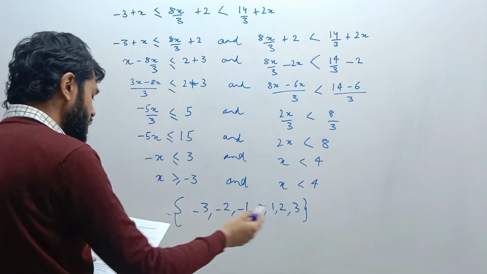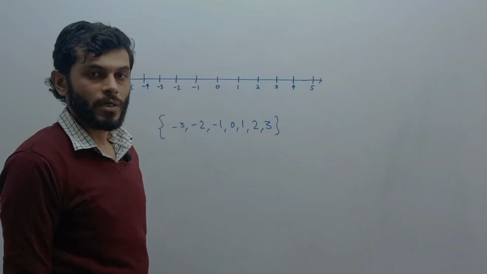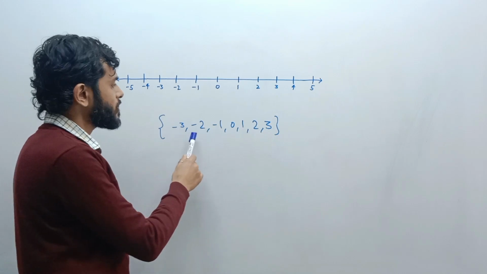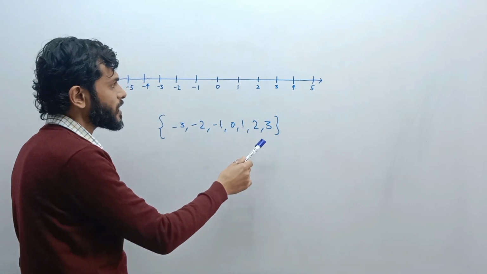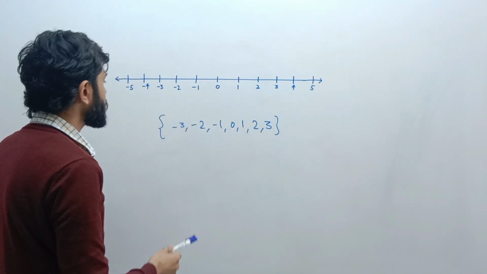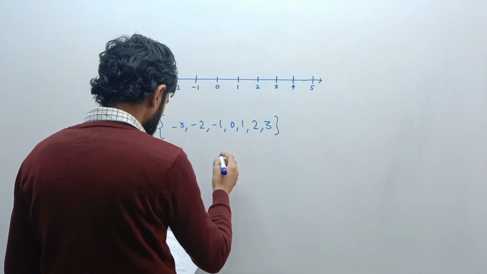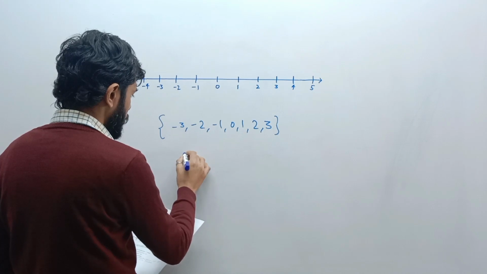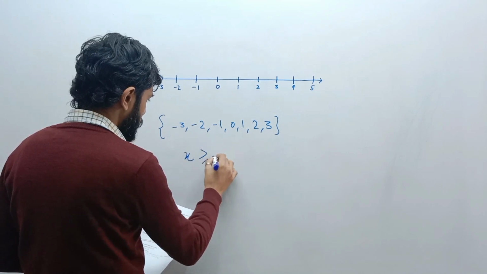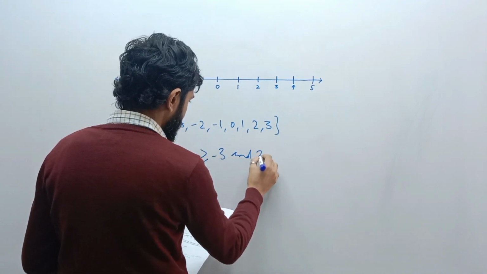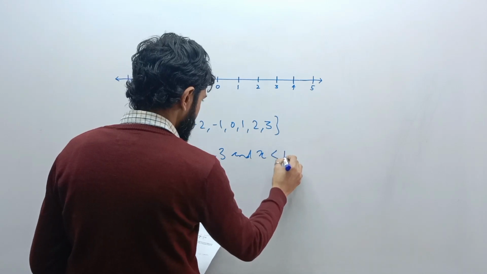Now let us represent this on a number line. Our solution set is minus 3, minus 2, minus 1, 0, 1, 2, 3. Let us see how it is represented on a number line. So the value is minus 3. Now our original inequation was x is greater than or equal to minus 3 and x is less than 4.